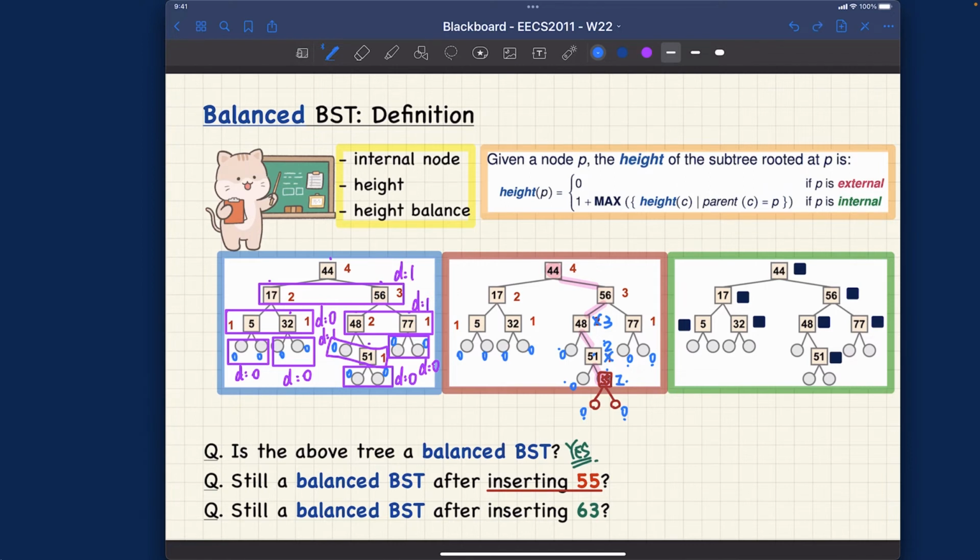And what about this part over here? 3 and 1, maximum is 3 plus 1, that will be 4. And then 2 and 4 over here, maximum will be 4. So 4 plus 1 is going to be 5. That will be the updated heights for every node, before we can decide whether after the insertion the tree will become unbalanced.